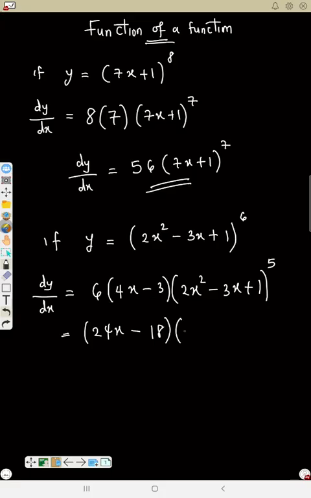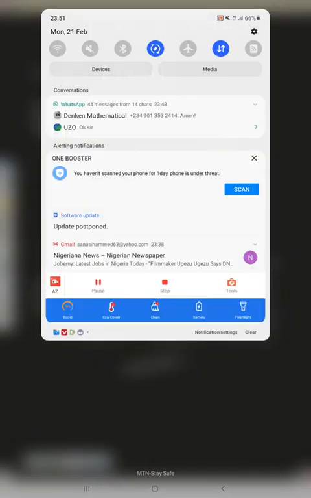So that means this will be 2x squared minus 3x plus 1 raised to power 5. So this is function of a function. So study it, then I'll give you question, then we'll practice with image.